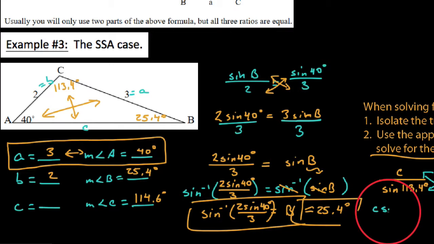We will get C times the sine of 40 degrees. I'm getting ahead of myself here. This is equal to 3 times the sine of 113.4 degrees. And so let's go ahead and divide both sides by the sine of 40 degrees to get C by itself. And what we end up with is the fact that C is equal to this exact value right here.